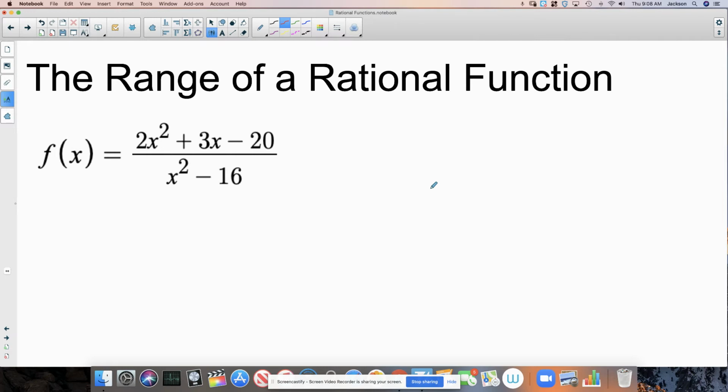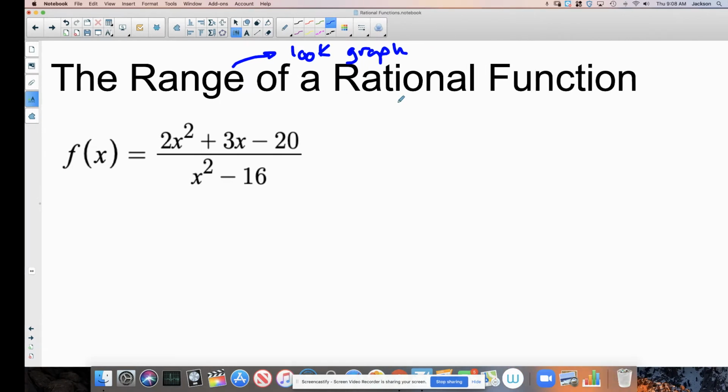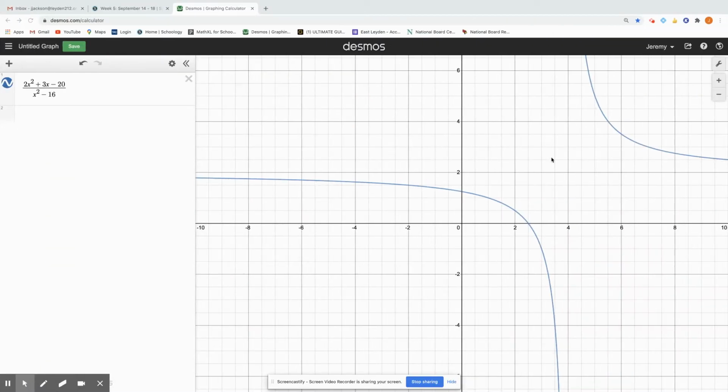All right. Now, finding the range of a rational function is, I don't want to use the word fun because you might not view it as fun, but it's certainly interesting and it brings back something that we've talked about in the past. Normally when we're identifying the range, we just want to look at the graph. This is the fastest way to find the range, but it has some pitfalls.